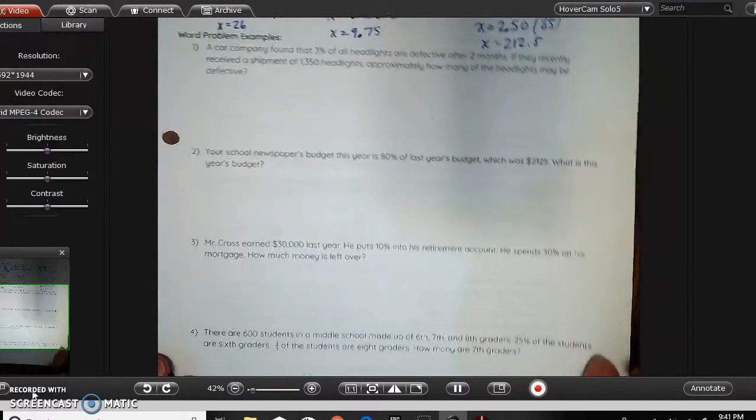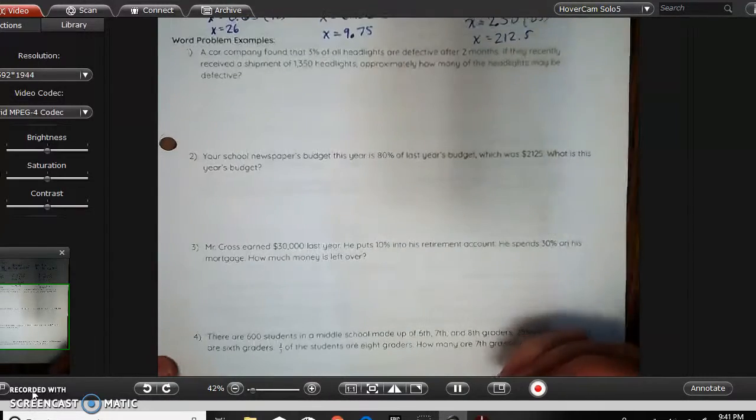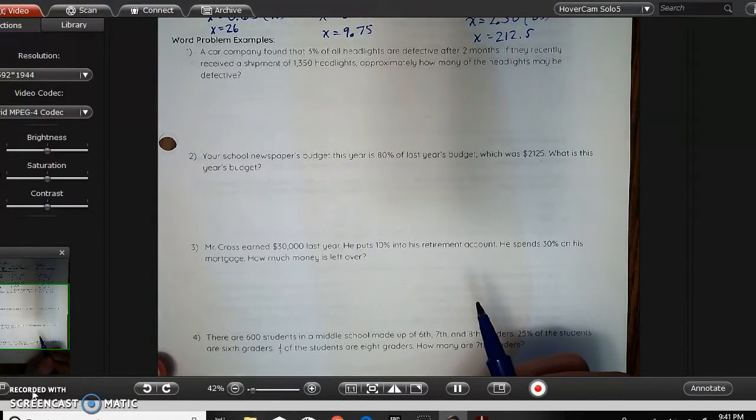Our first word problem here, we have a car company and they found that 3% of all headlights are defective after 2 months.